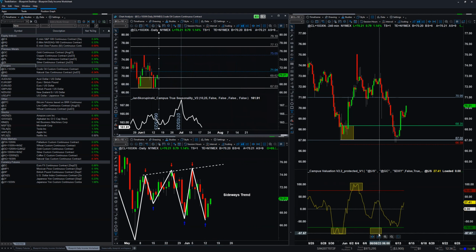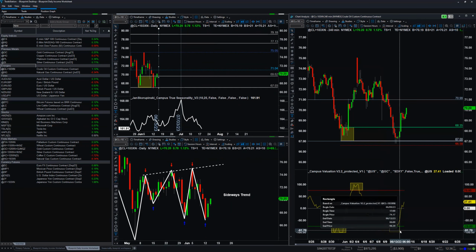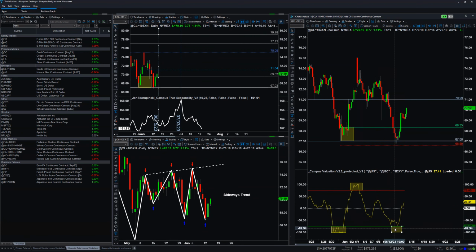And then we also talked about the valuation against gold, and we said if we're undervalued here on a 240 minute, then we can look to buy, and we were just about undervalued here, right? So very close, so perfect setup.